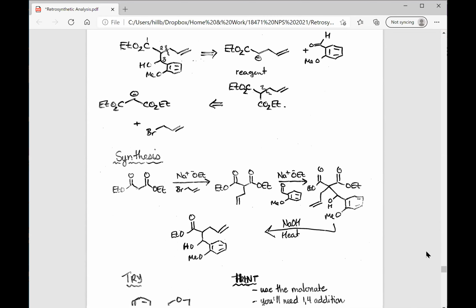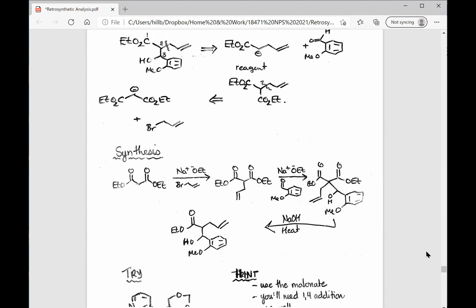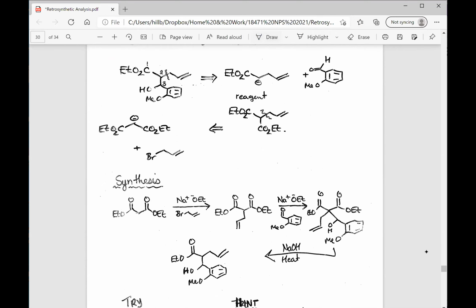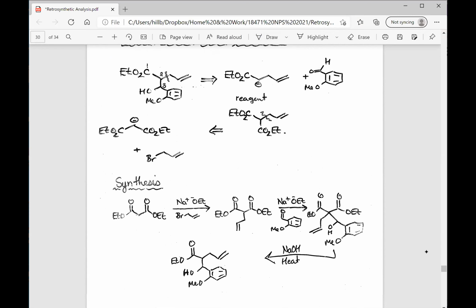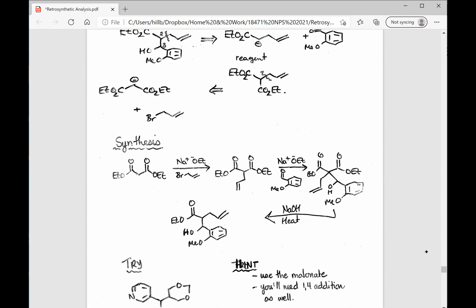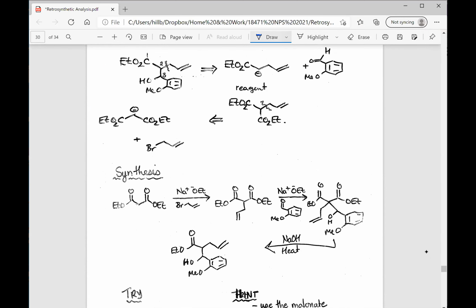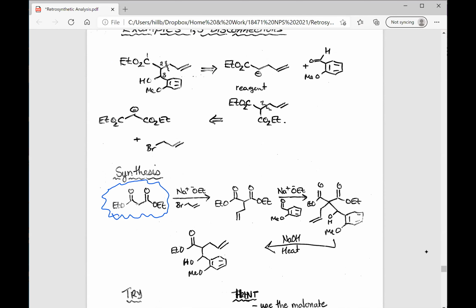Right, this is synthesis. So this is very similar to what we are doing in the lab. In fact, this first reaction here is exactly what we're doing in the lab. So we're starting with diethylmalonate. We're using sodium ethoxide and a good electrophile to make this compound. Later on, we're going to do something neat with it.